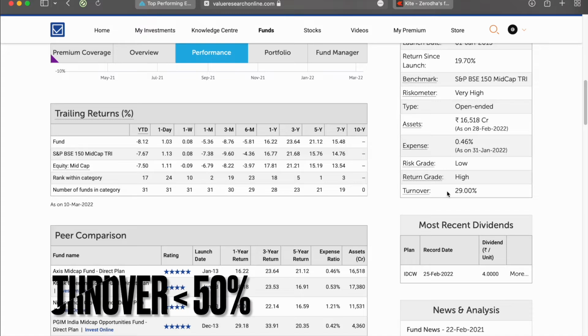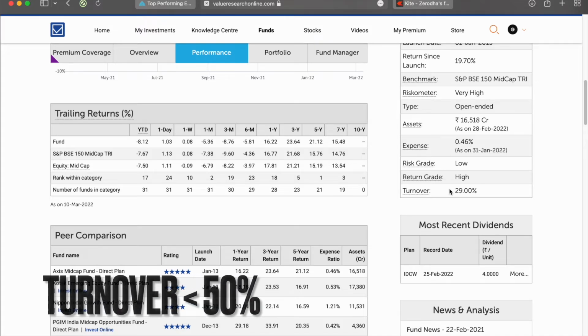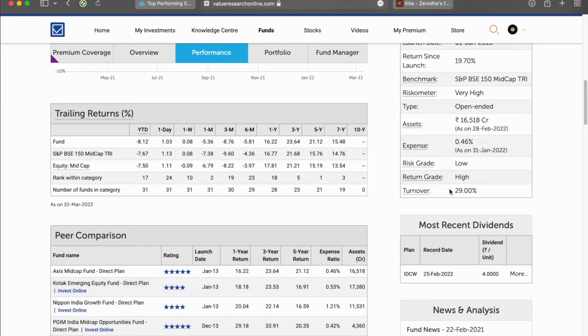The second thing that we need to notice is turnover. Now, what is turnover? Let's say Axis Midcap Fund invests in 100 stocks, and a turnover of 29% means that 29 of those 100 stocks were sold within a year and exchanged with some other stocks. So, anything greater than 50% means that the fund is more of a trading fund as opposed to investing. So make sure this is less than 50% at least.